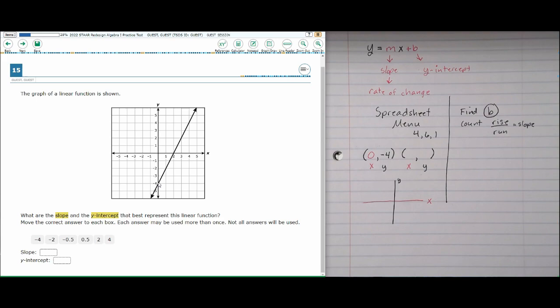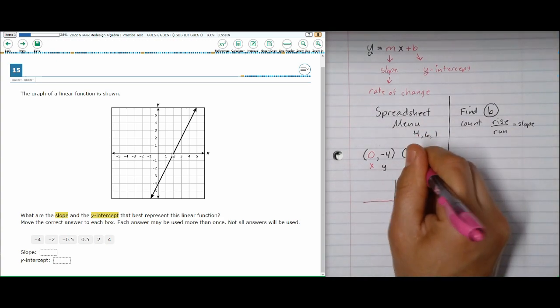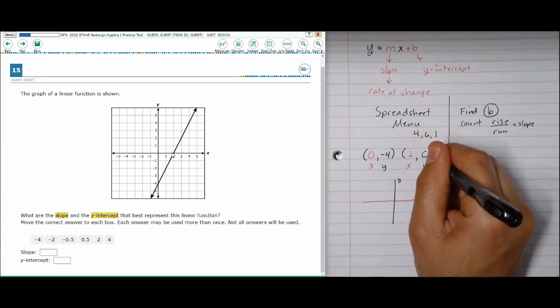That's 0, -4. Another good point, if I follow it, looks like I have an x-intercept right here where it crosses at 2 and 0. My x value is 2, and that lines up with 0 on the y value. So I'm going to write that. I have 2 for my x value, and I have 0 for my y value.